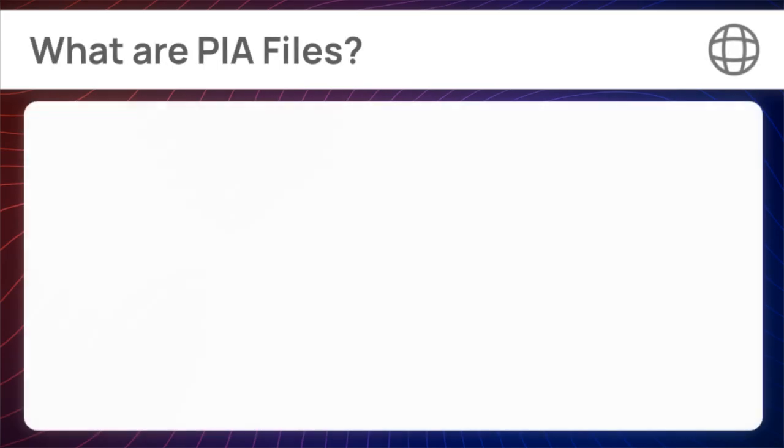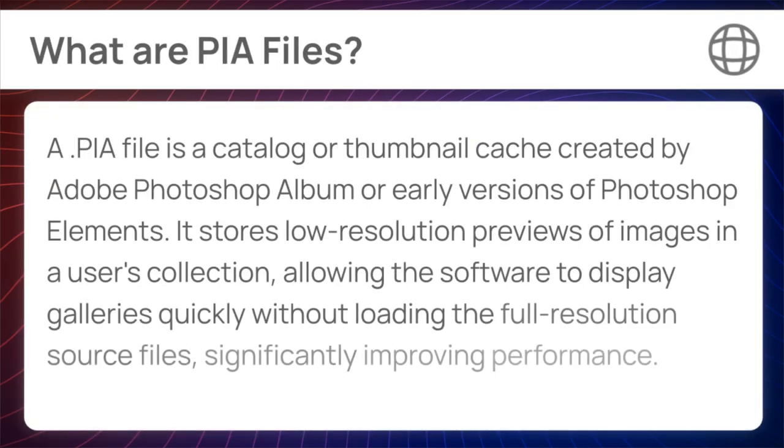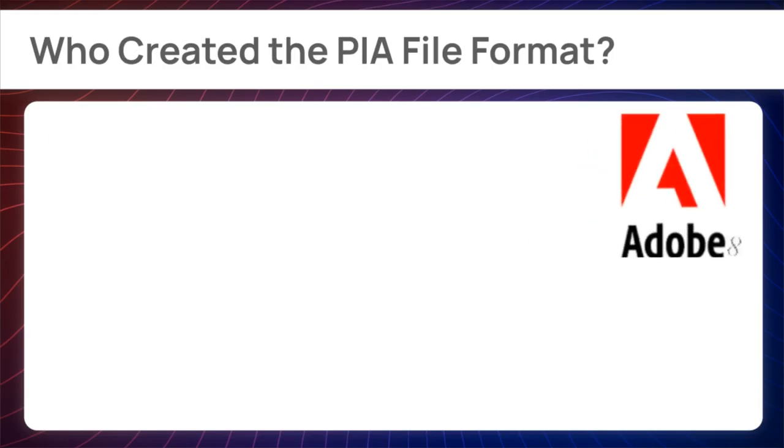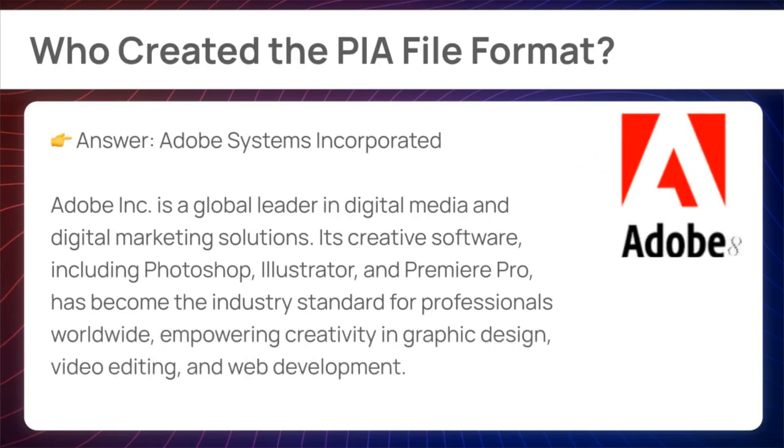A PIA file is a catalog or thumbnail cache created by Adobe Photoshop Album or early versions of Photoshop Elements. It stores low-resolution previews of images in a user's collection, allowing the software to display galleries quickly without loading the full-resolution source files, significantly improving performance.